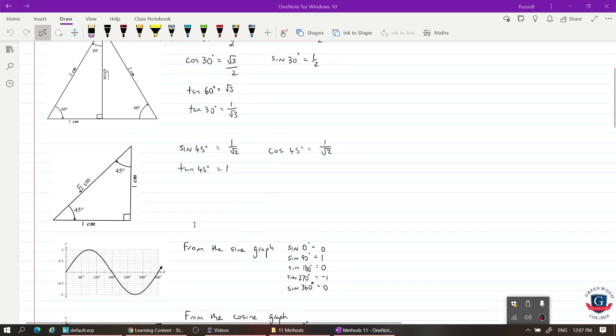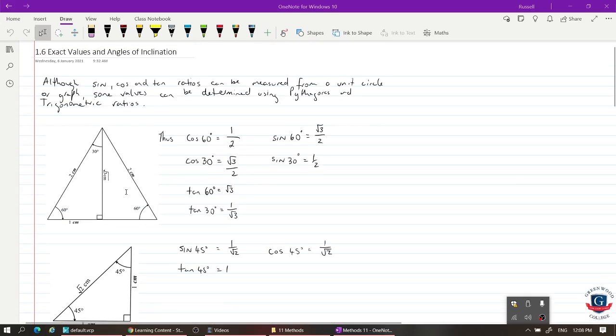Similarly, for a 45-degree triangle of side 1, before we finish, I should say how we get this root 3 here. Given that this is a right triangle, Pythagoras can be used to find this side. So it would be 2 squared, take 1 squared, and then take the root of it. So that would be 2 squared is 4, take 1 is 3, take the square root of it is root 3. Thus we get this.